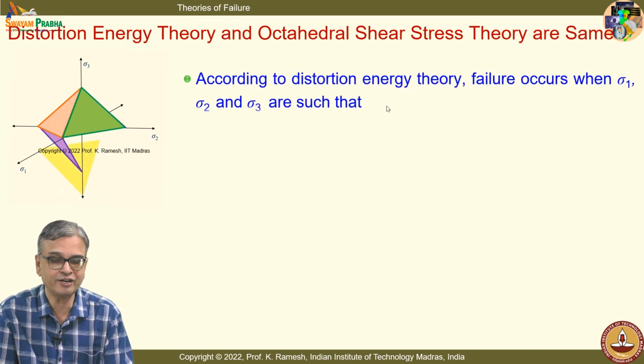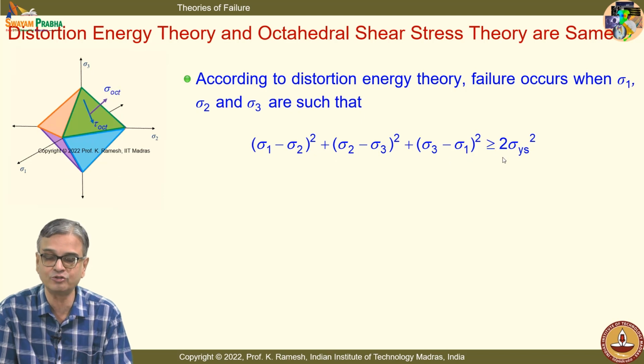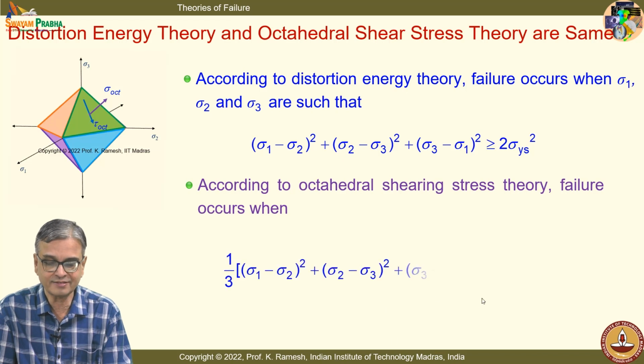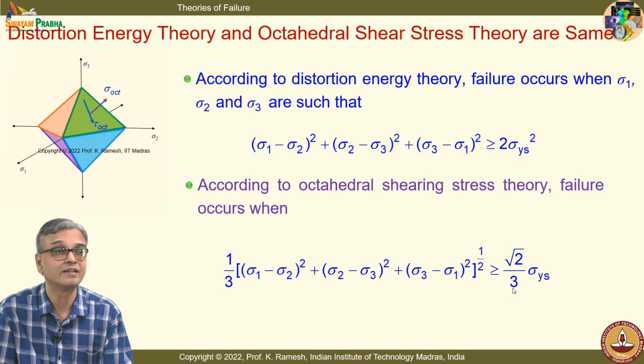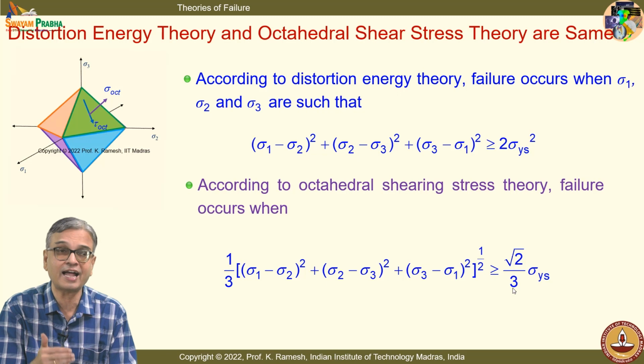We will see. According to distortion energy theory, failure occurs when sigma 1, sigma 2 and sigma 3 are such that sigma 1 minus sigma 2 whole square plus sigma 2 minus sigma 3 whole square plus sigma 3 minus sigma 1 whole square is greater than or equal to 2 sigma ys squared. In octahedral shear stress theory, failure occurs when this happens in this fashion, root 2 by 3. If you knock off this 3 and square this, are they not one and the same? So, that is a reconfirmation that distortional energy theory and octahedral shear stress theory, the final implementable criteria, are one and the same.